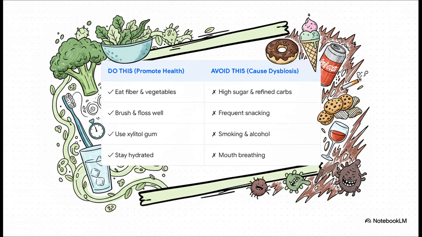So how do we do that? It's all about creating the right environment. On the left, you see the stuff that helps. A diet with lots of fiber, fruits, and veggies. Great brushing and flossing. Staying hydrated. On the right, you've got the disruptors. High sugar diets, constant snacking that keeps your mouth's pH low, and smoking, which is just a wrecking ball for oral balance. It's all about tilting the playing field in favor of your microbial allies.